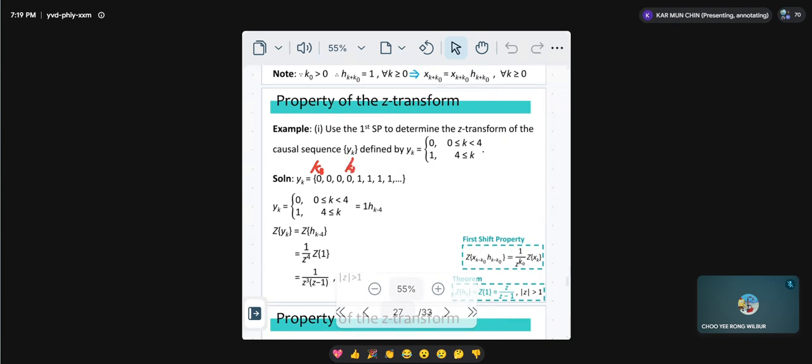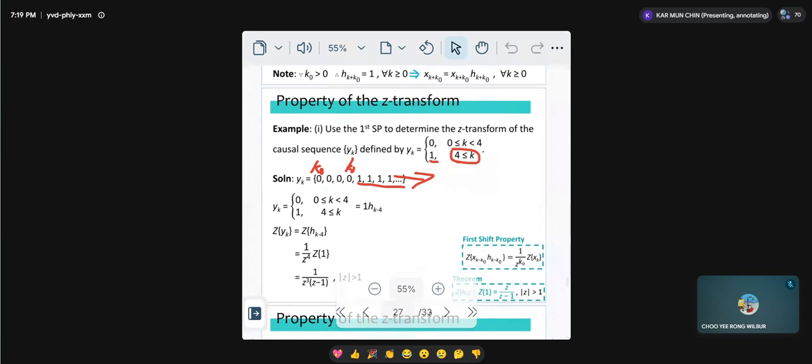Correct or not? And this one is followed by k4. So k equal to 4 or more than 4 is 1. So you have 1, 1, 1, 1 until infinity, because they didn't say the maximum number. So firstly, you can list out the sequence. So far should be no problem for a sequence. Okay, so this is the question given.